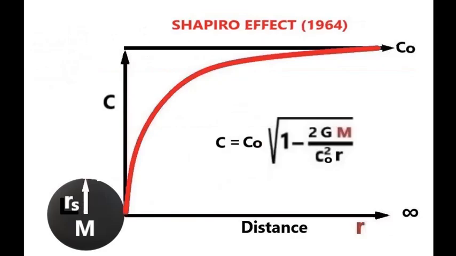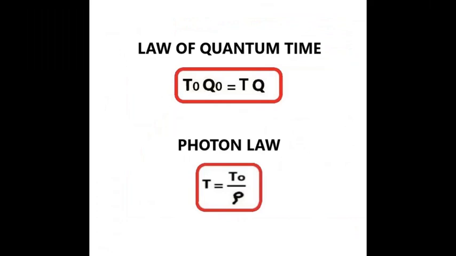And with this new formula, we can plot the decrease in the speed of light in a gravitational field as the distance r decreases, which was proven by Shapiro in 1964. The law of quantum time and the Photon Law allow us to see the universe from a new perspective. Time is a human invention and not a property of the universe. Clocks measure successive movements, referring to the rotation of the Earth, and depend on their own Planck time.